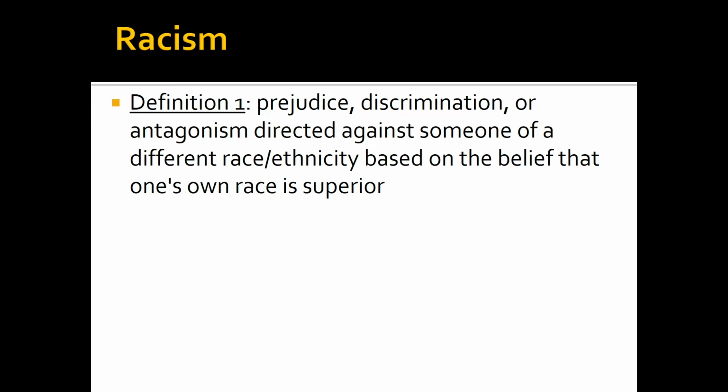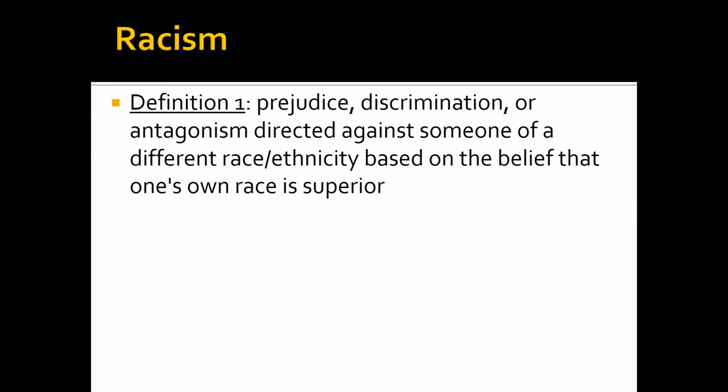So the first definition, the one that comes directly from the dictionary, is prejudice, discrimination, or antagonism directed against someone of a different race or ethnicity based on the belief that one's own race is superior. So there's very much an interpersonal component to it. One person engages in racism against another person based on that notion that their own race is superior.